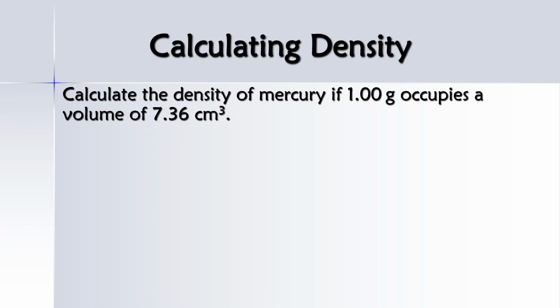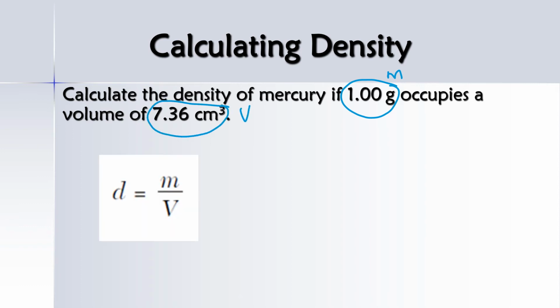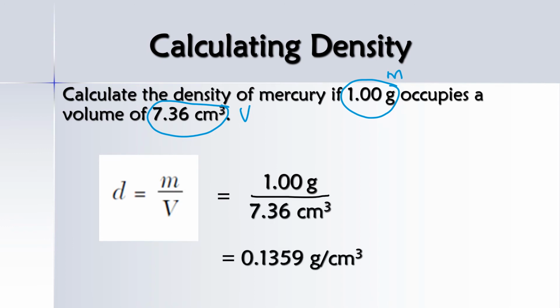So let's quickly look at some of the calculations that we can perform to calculate density, mass, volume, and that good stuff. The first question says: calculate the density of mercury if 1.00 gram occupies a volume of 7.36 centimeters cubed. We are given the mass and the volume, and we have to calculate the density. We know the equation: D equals mass divided by volume. We just plug in the numbers: the mass is 1.00 grams divided by 7.36 centimeters cubed. We do our math and we get our answer.